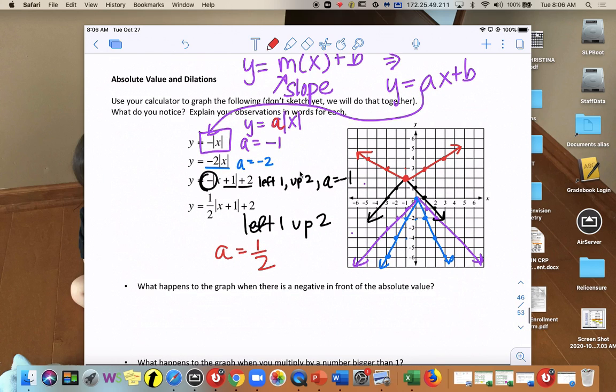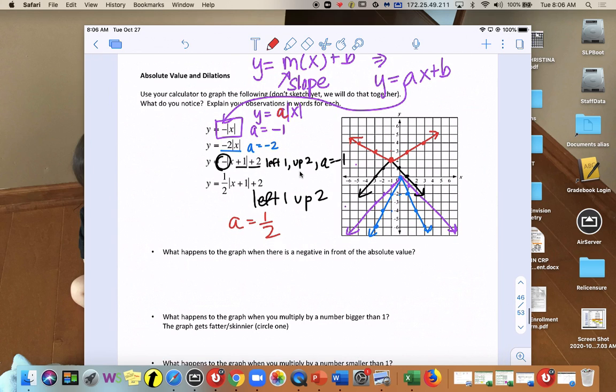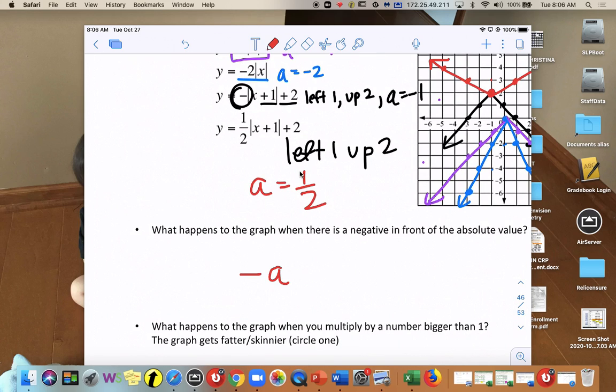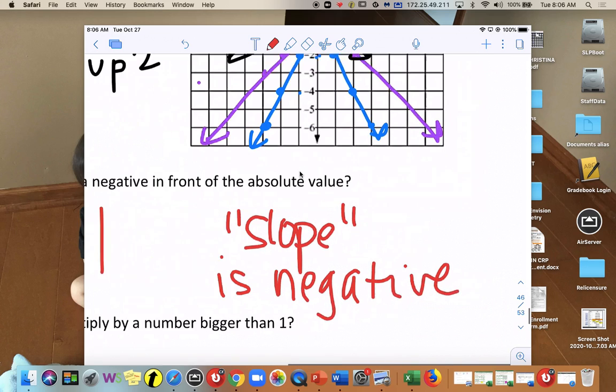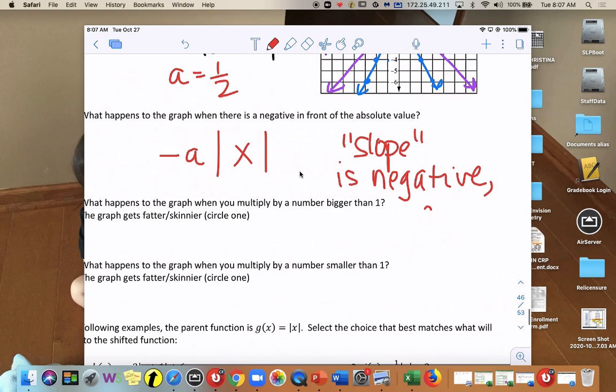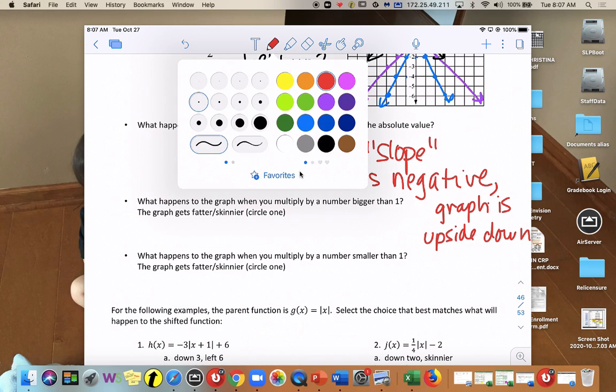And there's what my graph looks like. So what happens to the graph when there's a negative in front of the absolute value? When the A value is negative, we know that the slope (I'll put slope in parentheses because I don't think it's really called slope) is negative. So our graph is upside down. Okay, what happens to the graph when you multiply by a number bigger than 1?